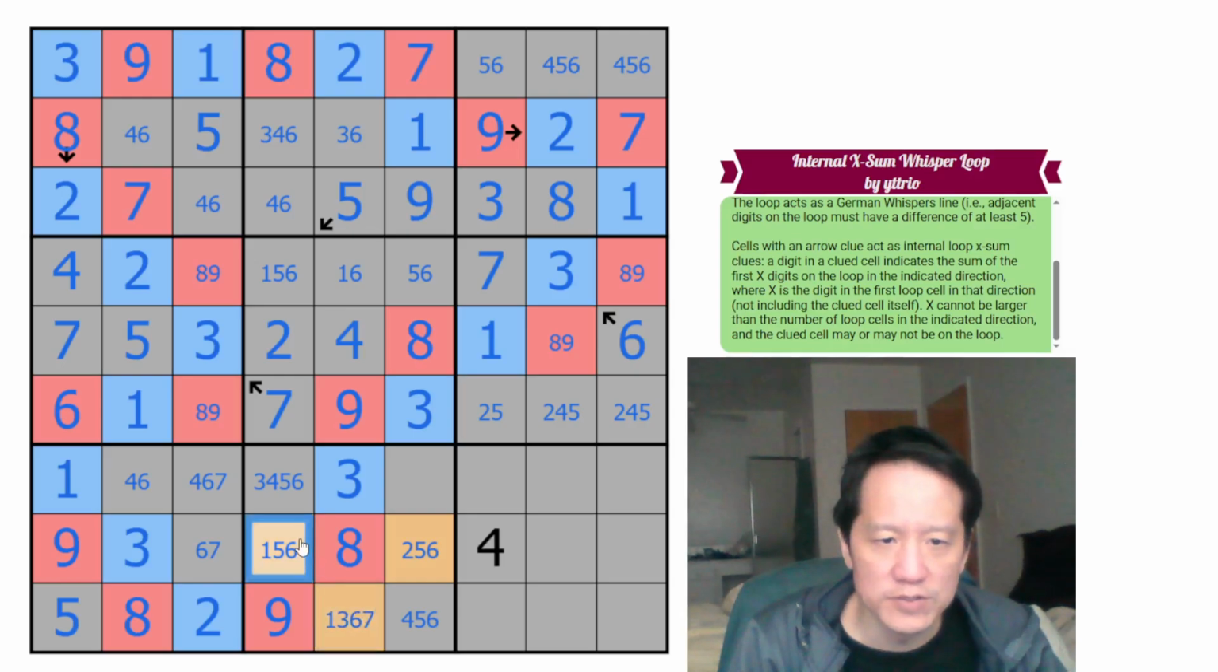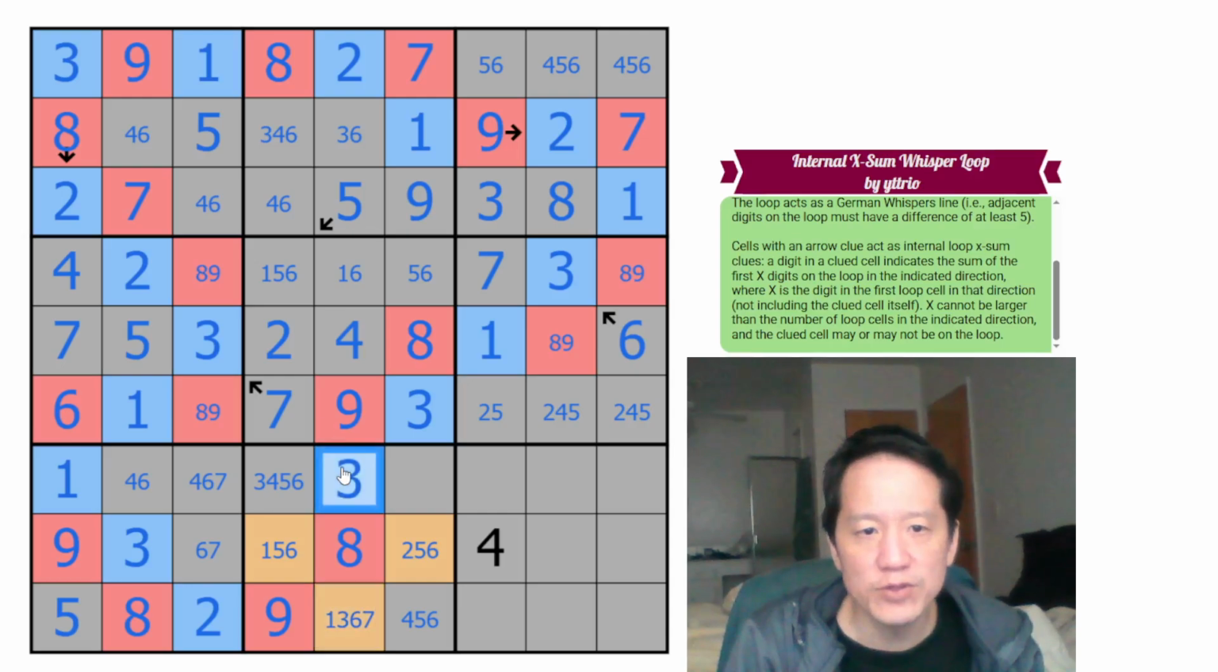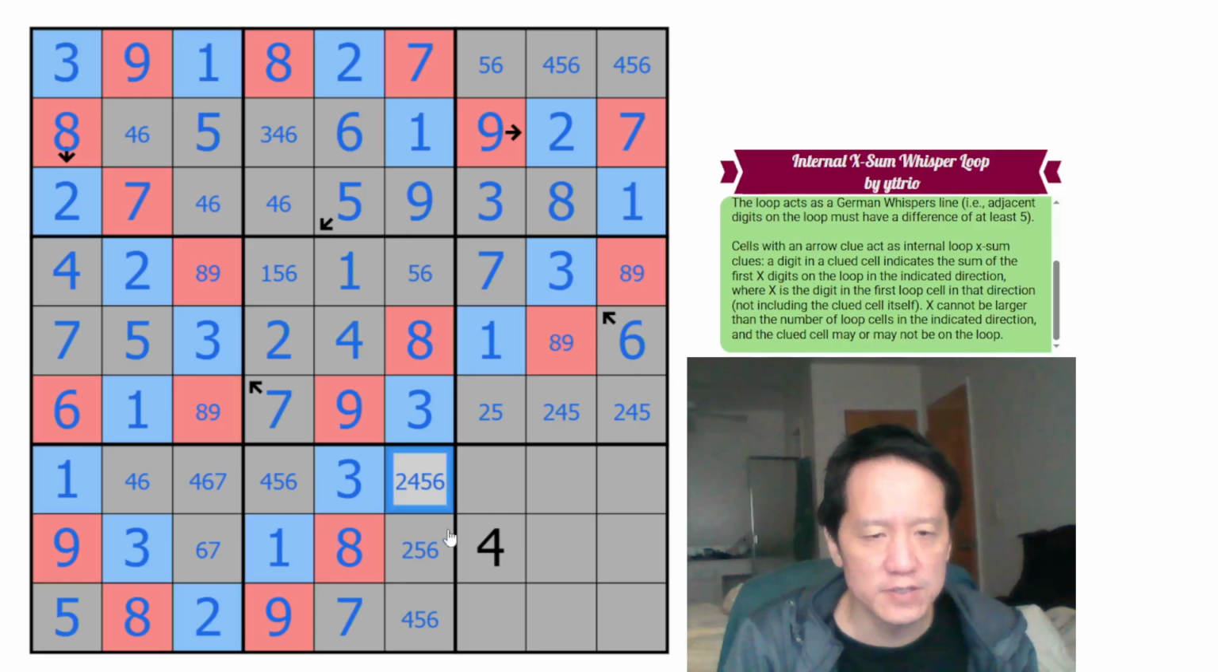And then one of these is 1. We're not sure which. This cannot be 3 here because of the 3 in the column, so this is 6, which makes this 1, which makes this a 7, so this cannot be on the loop, which forces this to be on the loop. And this is not on the loop. So this is our entire loop. This is 1. This can't be 3. This is 2, 4, 5, and 6.